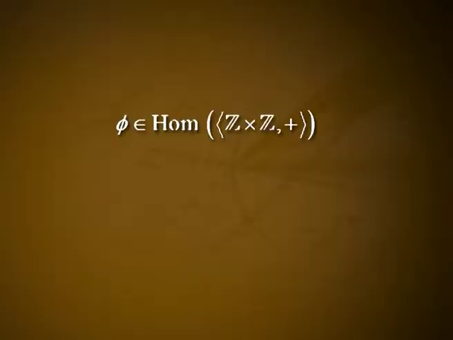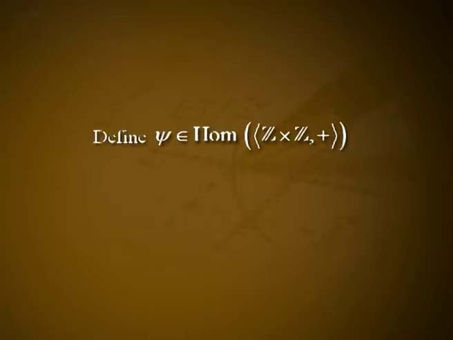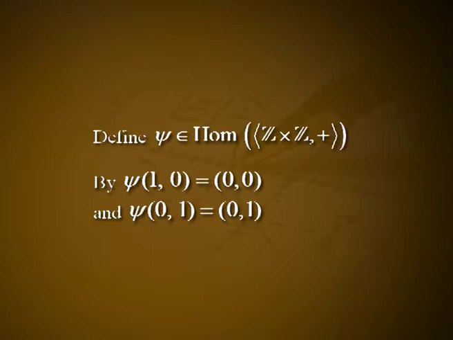Example 1. Consider the abelian group Z cross Z under addition. We can specify an endomorphism of this group by giving its values on the generators (1, 0) and (0, 1) of the group Z cross Z under addition. Define phi belonging to Hom of Z cross Z by phi of (1, 0) is equal to (1, 0) and phi of (0, 1) is equal to (1, 0). Define psi belonging to Hom of Z cross Z by psi of (1, 0) is equal to (0, 0) and psi of (0, 1) is equal to (0, 1).